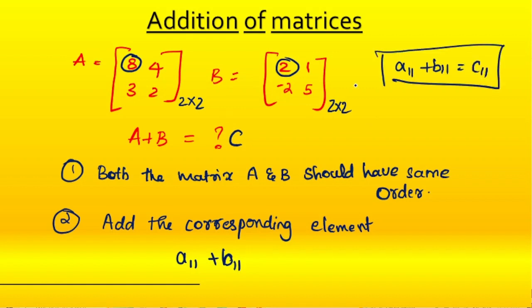You should add only the corresponding elements. You cannot add anything else. Only A11 can be added with B11. Similarly, A22 can be added with B22 in order to get C22. Clear? If you keep these two things in your mind, then your answer will be very easy.